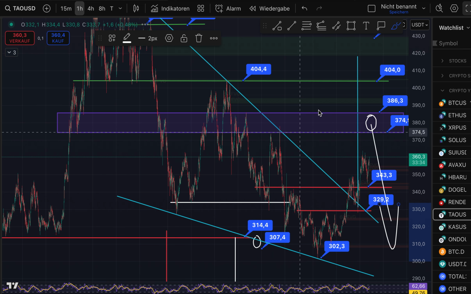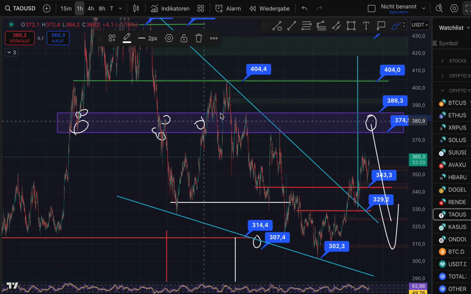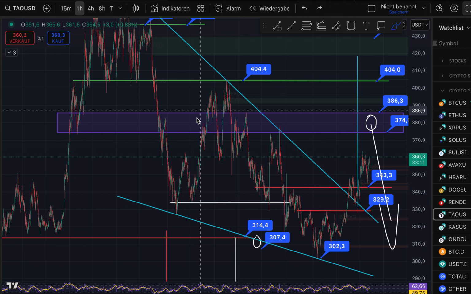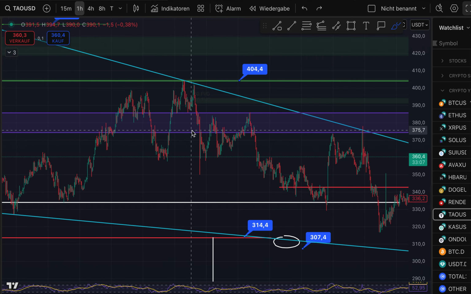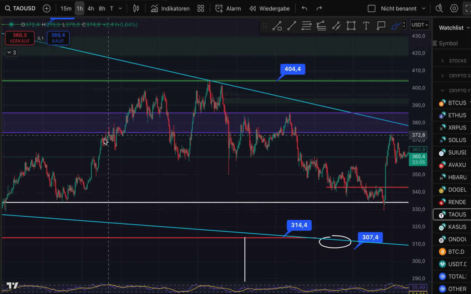And this resistance which we have in the purple box, this is the area where we got support, where we got rejected, here we got support, there we got rejected, and so on. So basically this box, you can see how often we went into that box and how often the price reacted. We just have to zoom in and you can see it.